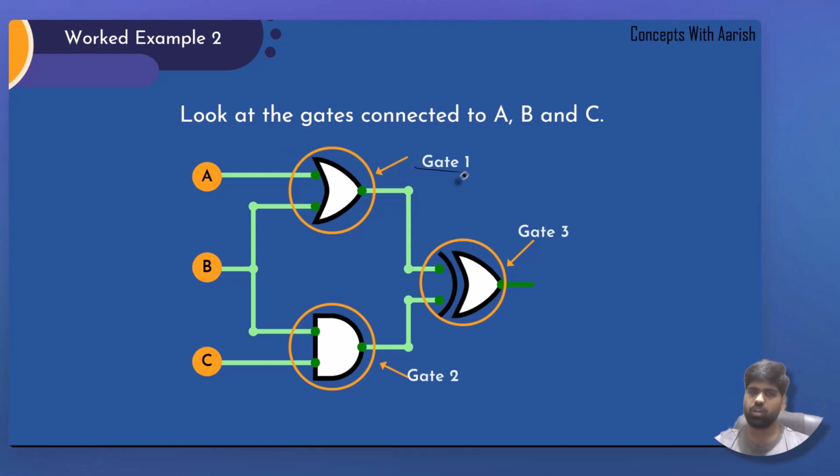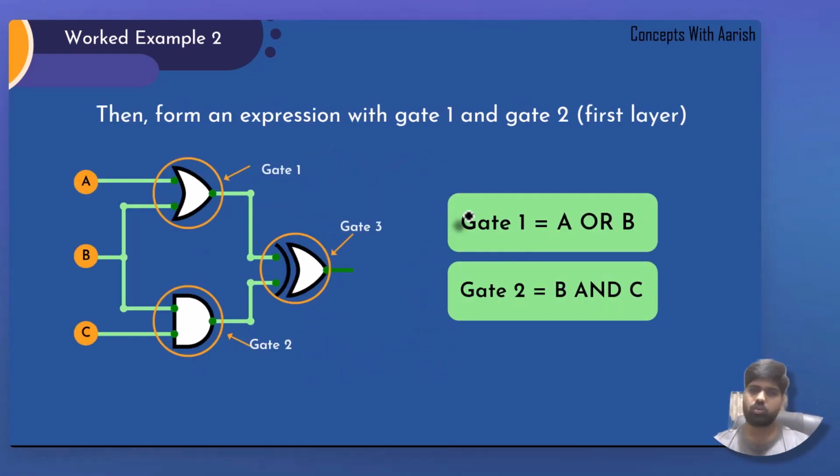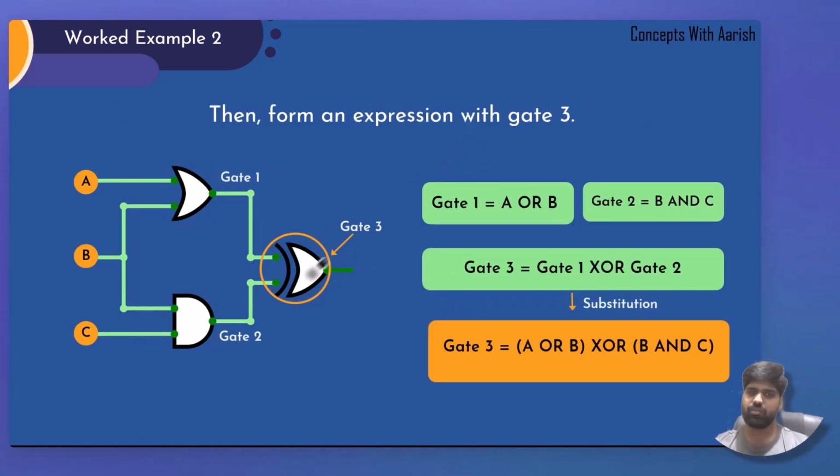So this is gate 1, gate 2, and gate 3. Gate 1 is simple, A and B are getting ORed. The fish shape represents the OR. And B and C are getting ANDed. Then their outputs will be used in order to produce the final result. That's gate 3, and gate 3 is an exclusive OR. The fish shape with a bracket before it is called exclusive OR. So gate 1 is OR, gate 2 is AND, and gate 3 is exclusive OR.